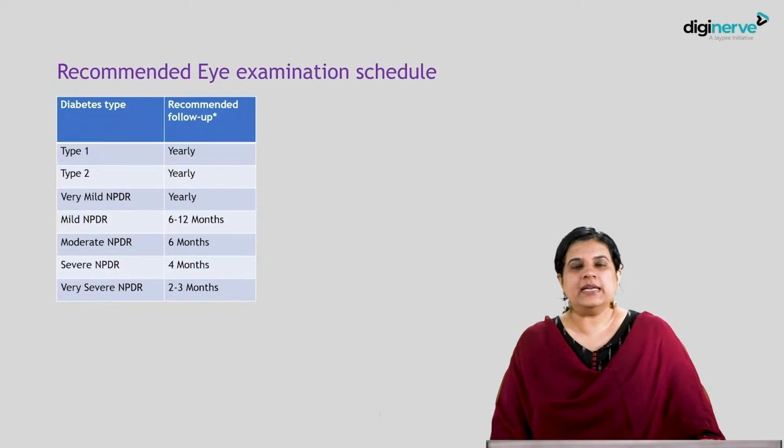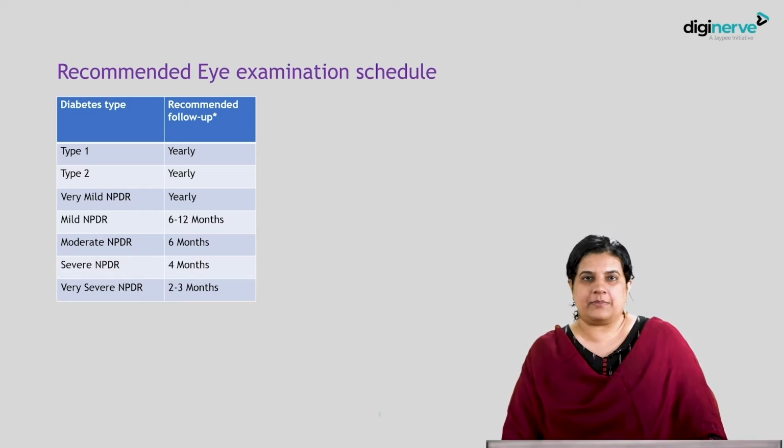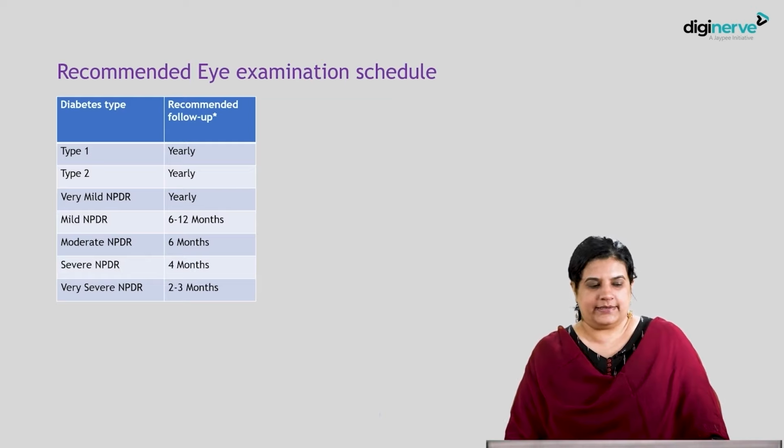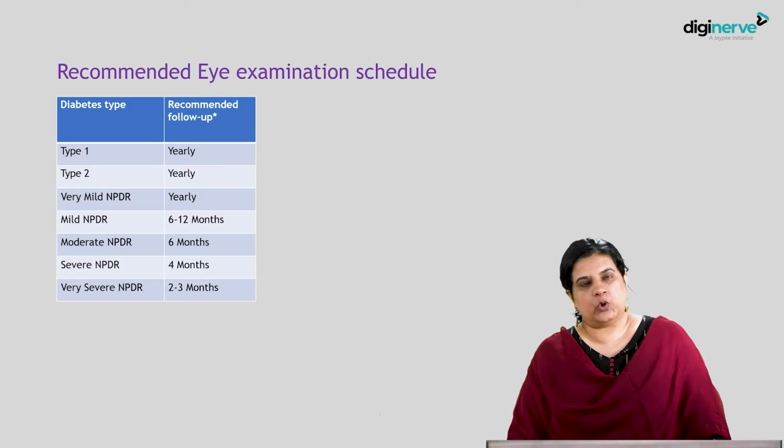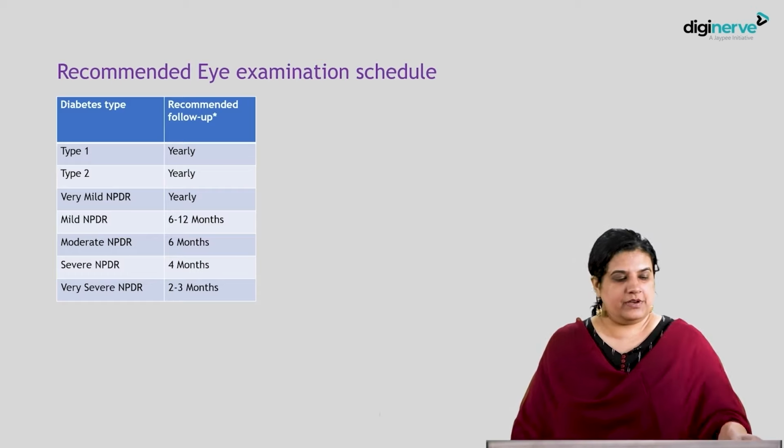The recommended eye examination schedule for patients with type 1 diabetes is yearly. For type 2 diabetes also it is yearly. For patients with mild NPDR, we need to observe them 6 to 12 monthly. Moderate NPDR requires a 6 monthly follow-up if all is well. Severe NPDR requires a closer follow-up at about 4 months, and very severe NPDR 2 to 3 monthly.